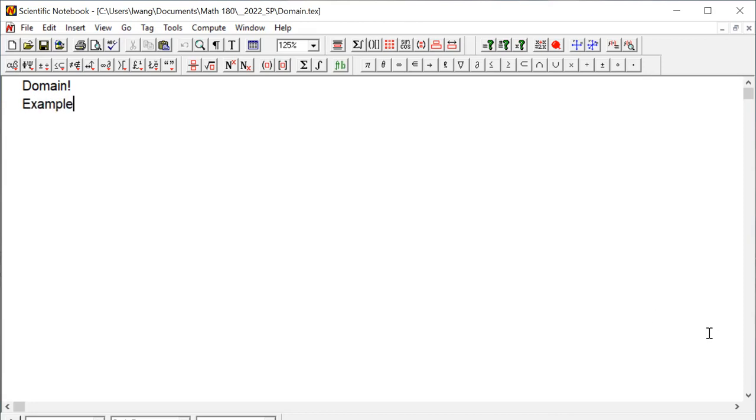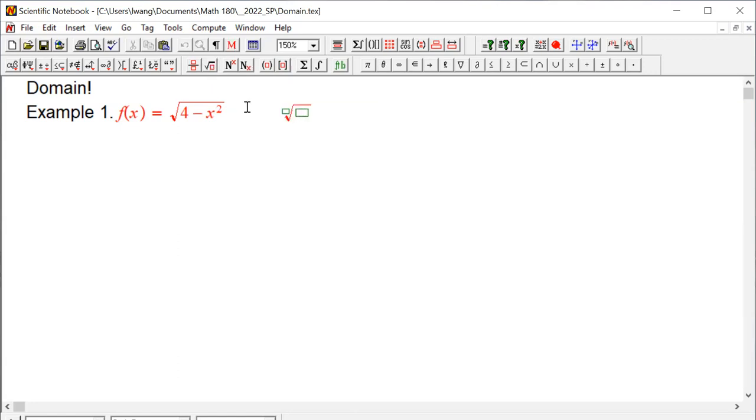Example number 1. I picked the question from your homework, which is f of x equals the square root of 4 minus x squared. Okay. To determine the domain, we need to understand that this is actually a composite function of a square root and a quadratic function.